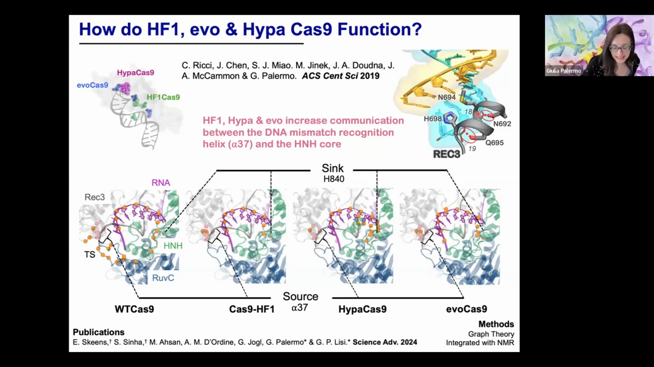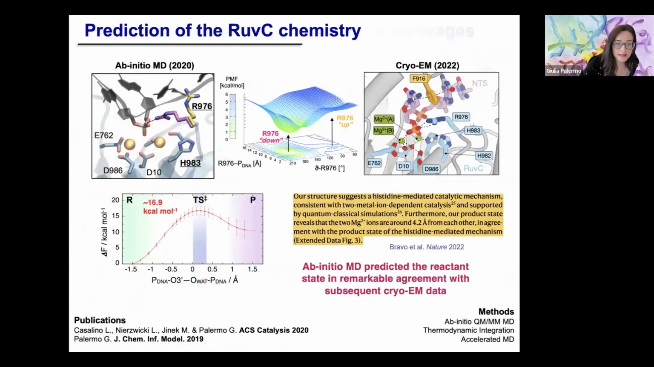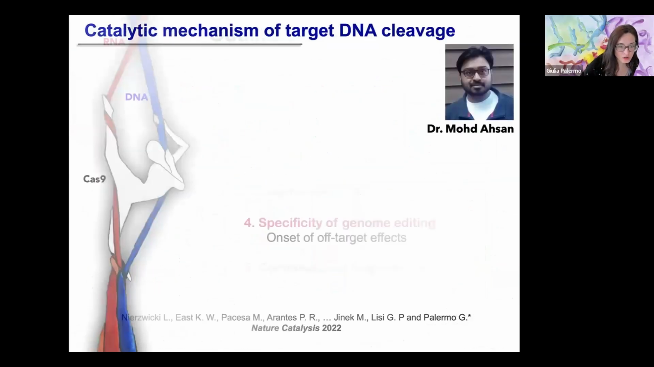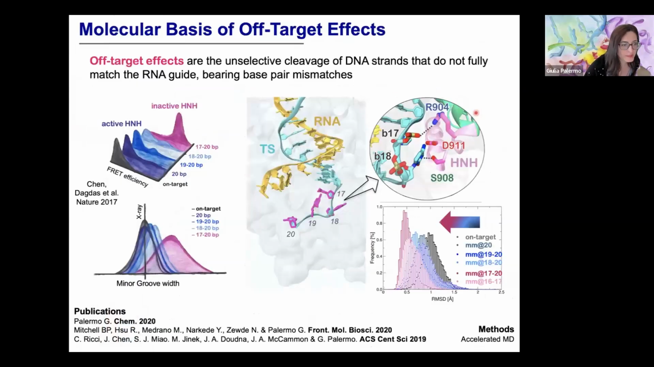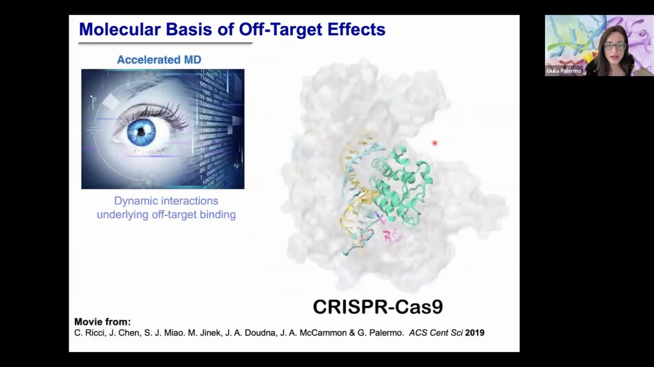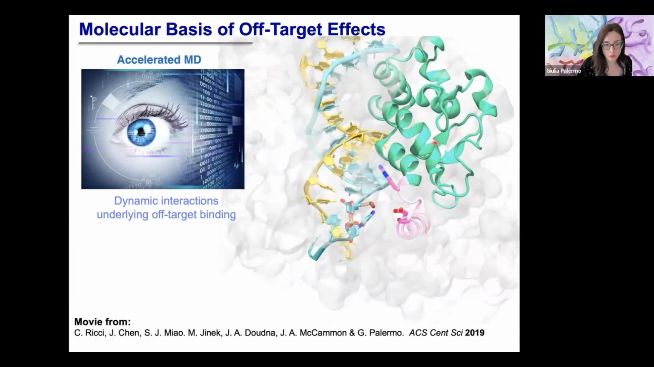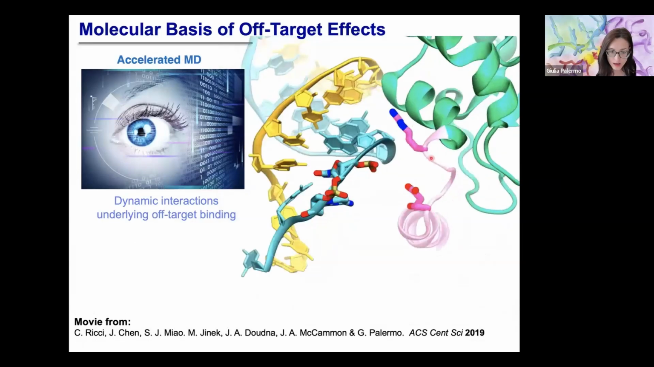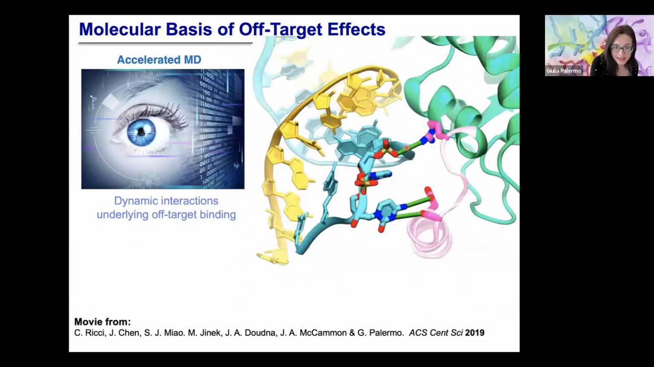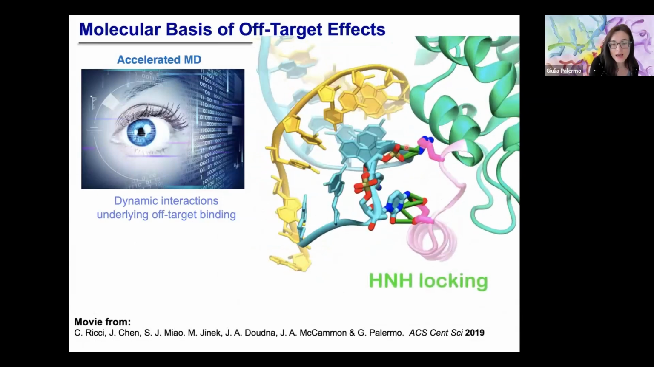As this helix enters the hybrid, it alters the dynamics of HNH on the other side. Let me reach the slide. REC3 is here. The alpha helix 37 enters into the hybrid. This part of the DNA binds to HNH and locks the dynamics of HNH. What David Taylor did in a paper published in 2022 was mutate this helix, altering the interaction with the mismatched DNA, and this improved the specificity of Cas9.